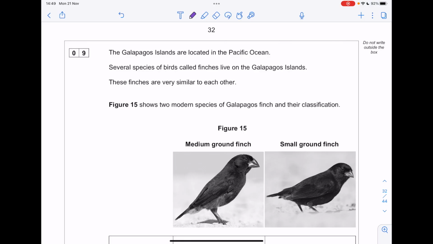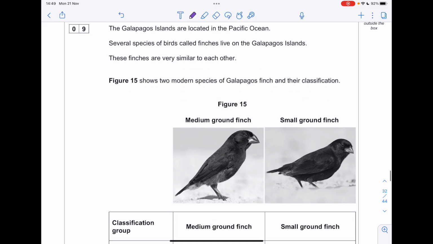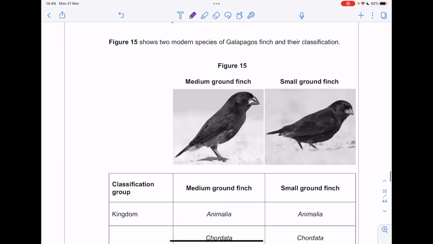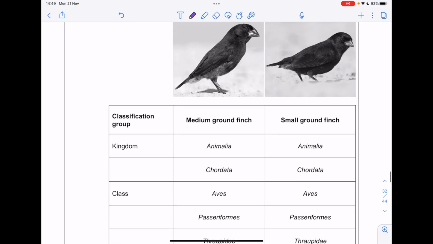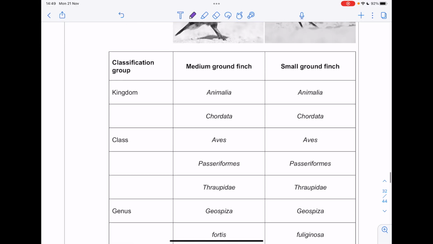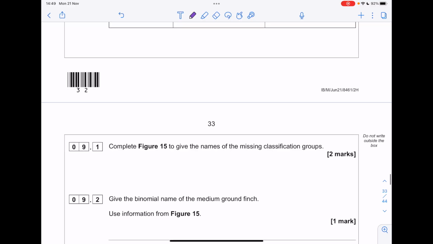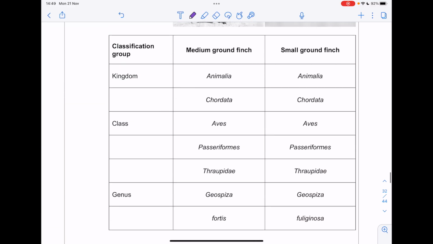The Galapagos Islands are located in the Pacific Ocean. Several species of birds called finches live on the Galapagos Islands. These finches are very similar to each other. Figure 15 shows 2 modern species of Galapagos finch and their classification. We have the medium ground finch and the small ground finch. Complete figure 15 to give the names of the missing classification groups.